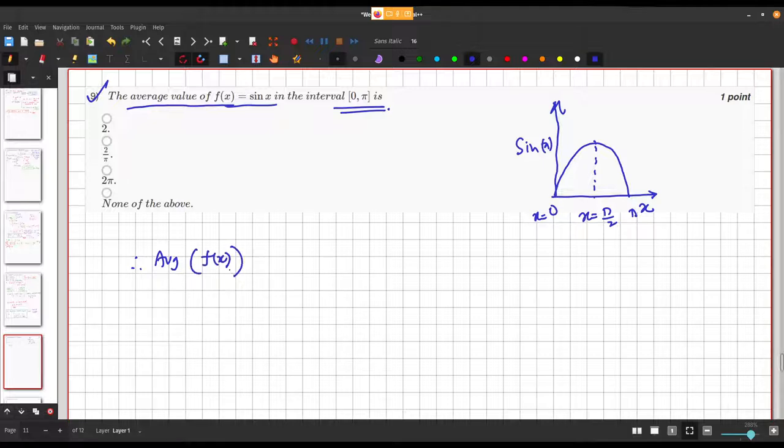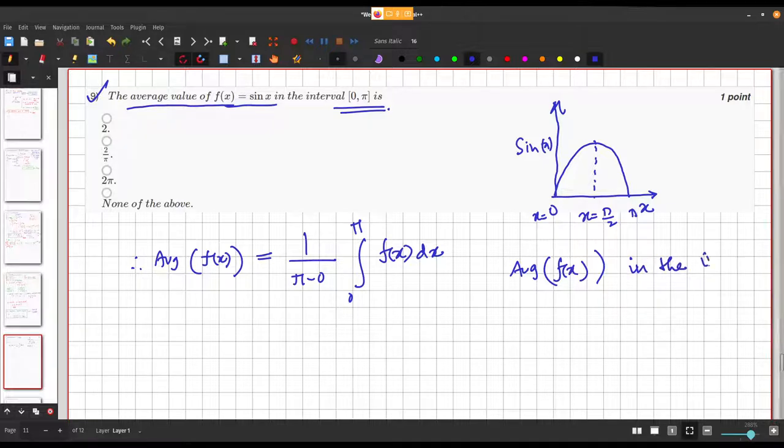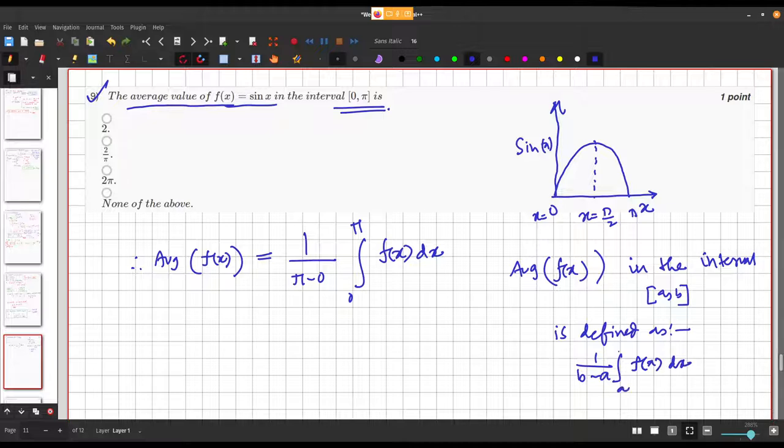Okay, so now the average of function f(x) in the interval 0 to pi is defined as 1 over pi minus 0, integration from 0 to pi f(x) dx. So for any general function f(x), the average of the function in the interval a to b is defined as 1 over b minus a times the integration from a to b of f(x) dx. Okay, and here for this function f(x), if we put a equal to 0 and b equal to pi, we'll end up with this form here. So this is nothing but 1 over pi, integral 0 to pi, sin x dx.